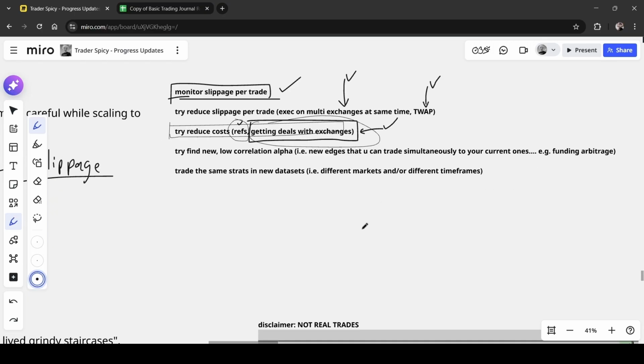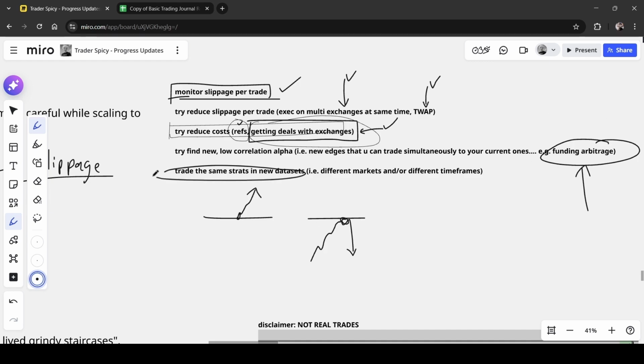So for example, if you have a momentum long strategy, if you have a style for trading momentum or trend following, or a style for trading mean reversion or reversals, so you have one strategy for breakouts and another strategy for reversals. Both of these strategies are dependent on price moving up or down. So you could look into developing a strategy which is not related to price moving up or down, but related to something else moving up or down. So for example, funding arbitrage, price arbitrage, right? So a completely new type of strategy.